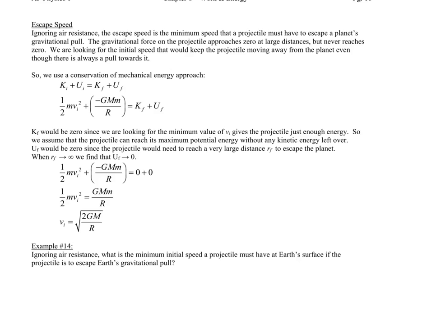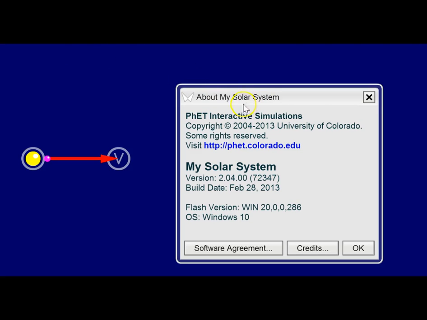Welcome to a quick discussion on escape velocity and the solving of example number 14. To help illustrate the concept of escape velocity, I'm going to use this simulation called My Solar System from the PhET website. It's downloadable, free. This object here, we'll say, is the Earth, and this little sphere here is a rocket being fired away. The red arrow represents the kinetic energy, which I can change around. I can give it different velocities.